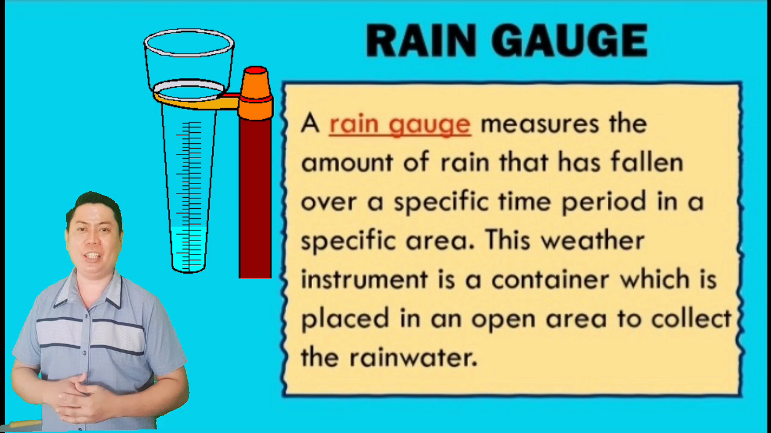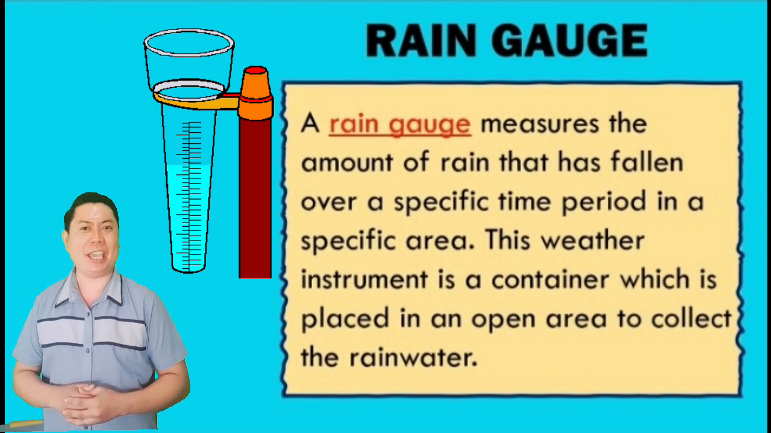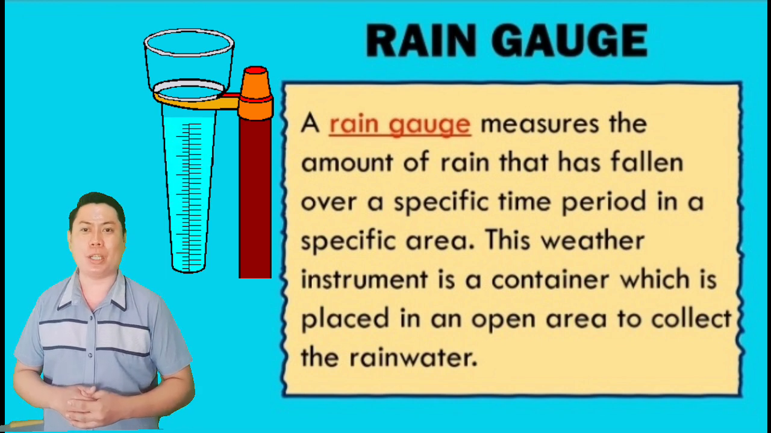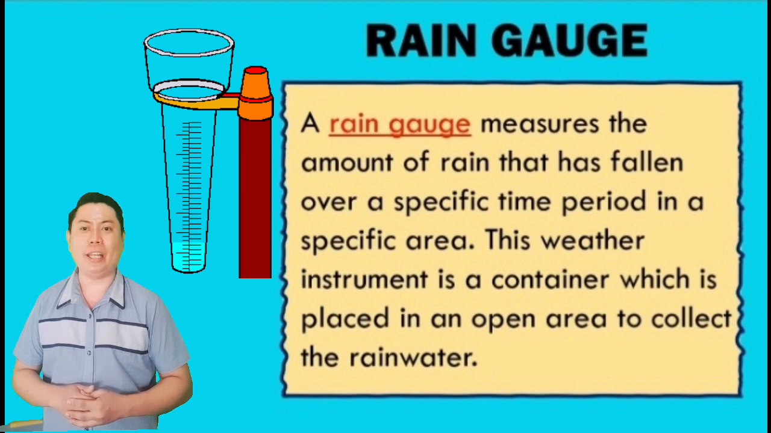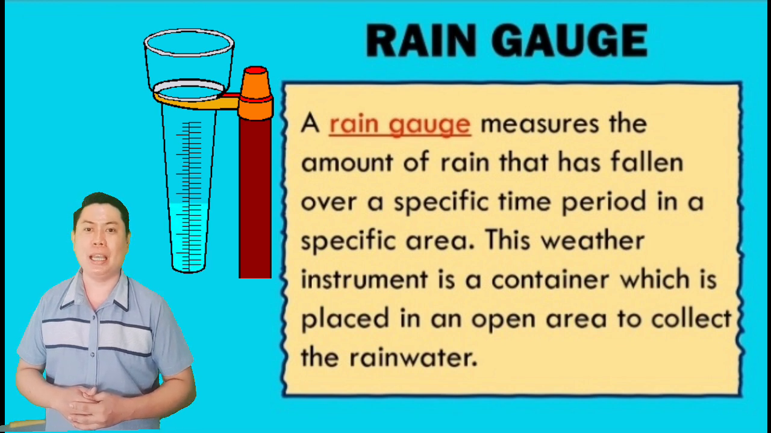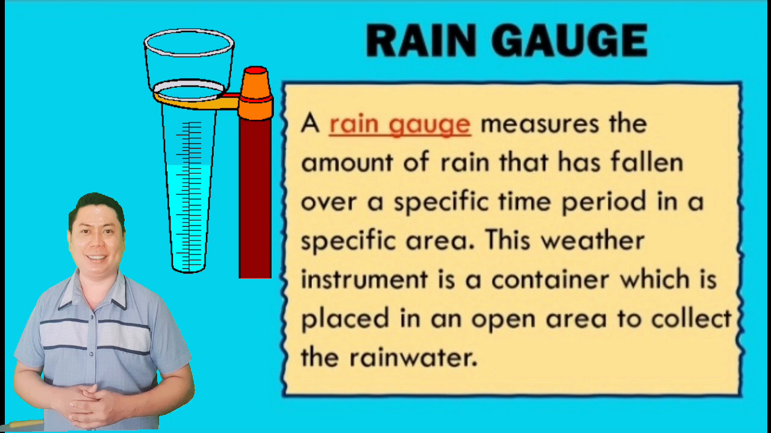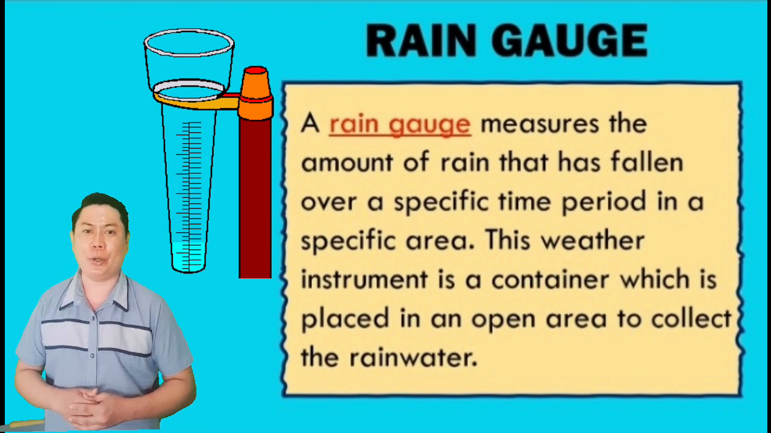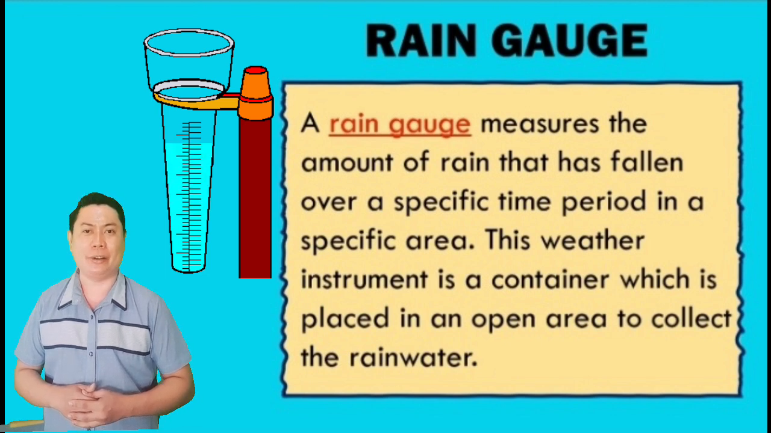What is a rain gauge? A rain gauge measures the amount of rain that has fallen over a specific time period in a specific area. This weather instrument is a container which is placed in an open area to collect the rain water.